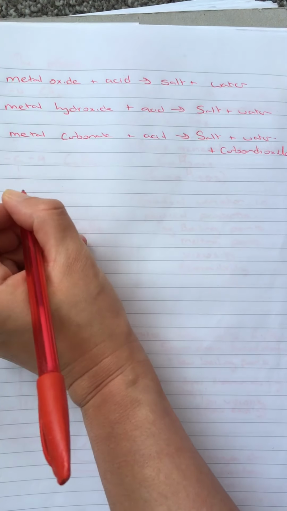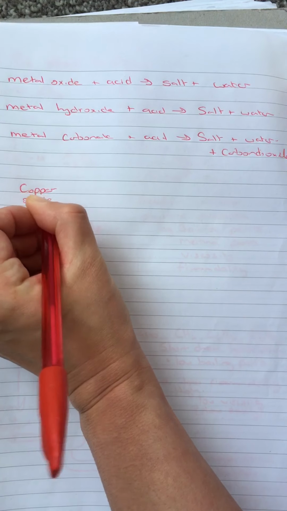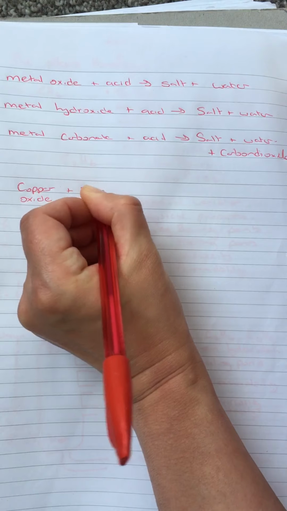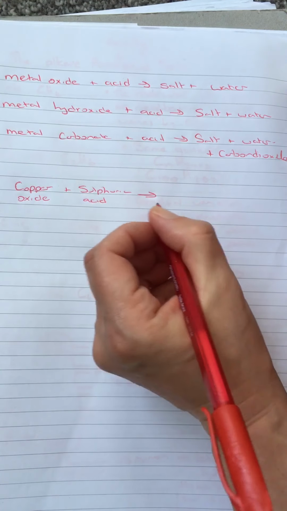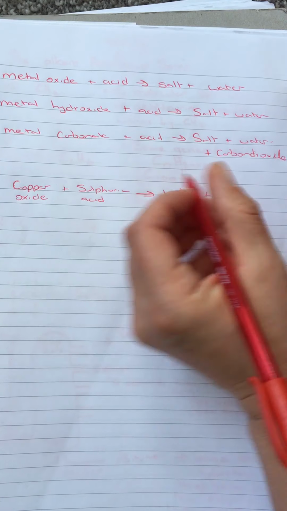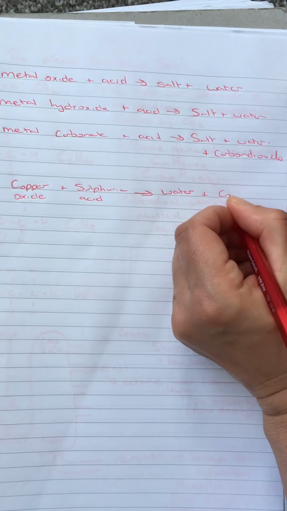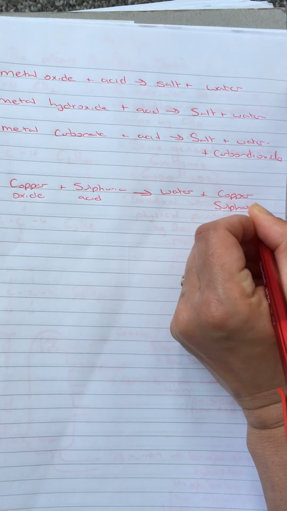Okay, so let's do some examples. So let's say copper oxide. So if we have copper oxide plus sulfuric acid, you need to look back at the stuff we did last time on naming salts, because that's the next bit you need to do. So water's always going to be produced, and then the metal bit, copper, you're using sulfuric acid, so it's going to be a sulfate salt.